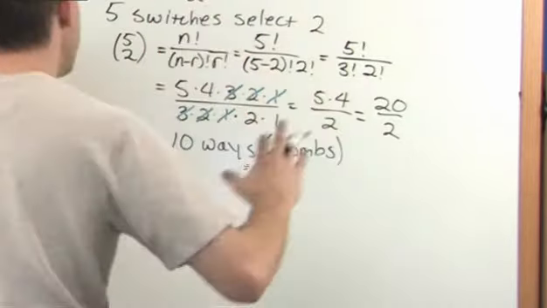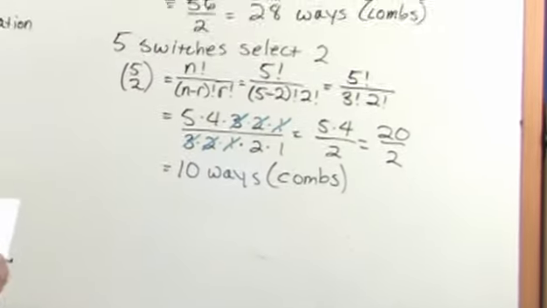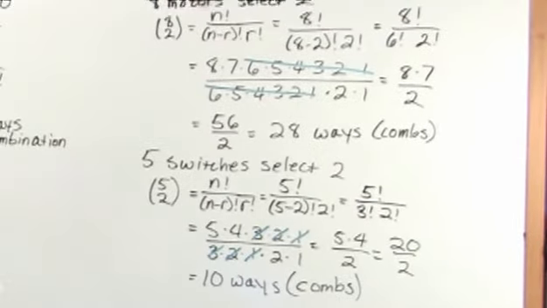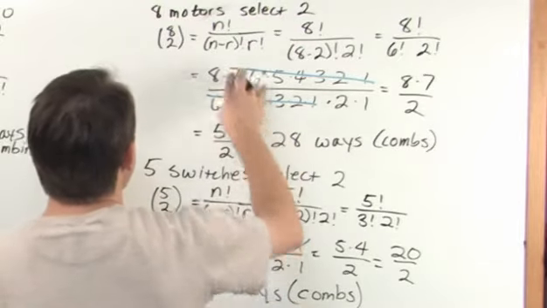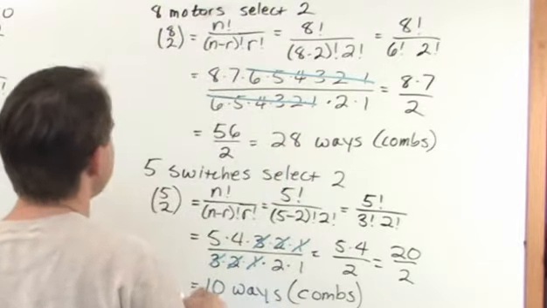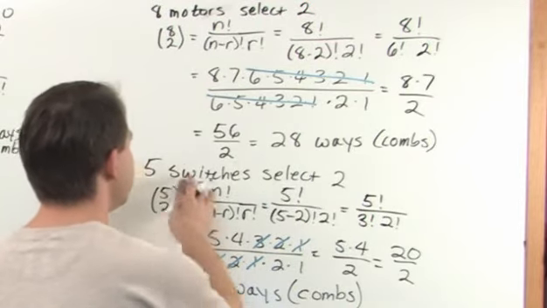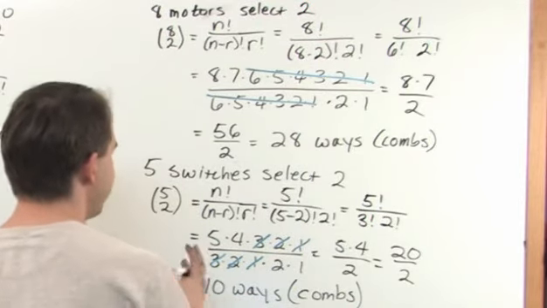Okay, so let's review what we've done. The problem says we have to pick 2 motors and 2 switches out of a pool of 8 motors and 5 switches. We found out that there are 28 ways to pick 2 motors, and there are 10 different ways to get 2 switches.